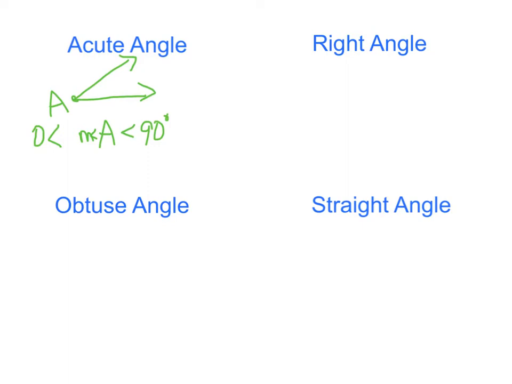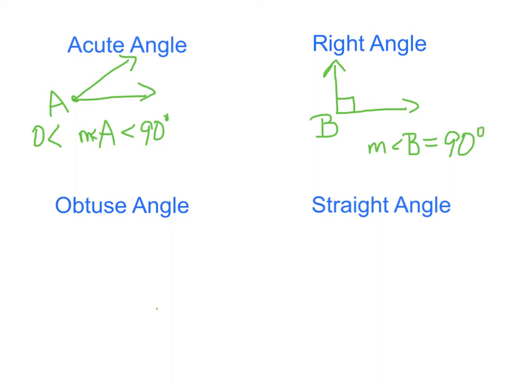A right angle will be denoted always by a little square in the corner. If it doesn't have the little square, then it is not a right angle. So we'll call this angle B. In this case, the measure of angle B has to equal 90 degrees exactly, no more, no less.